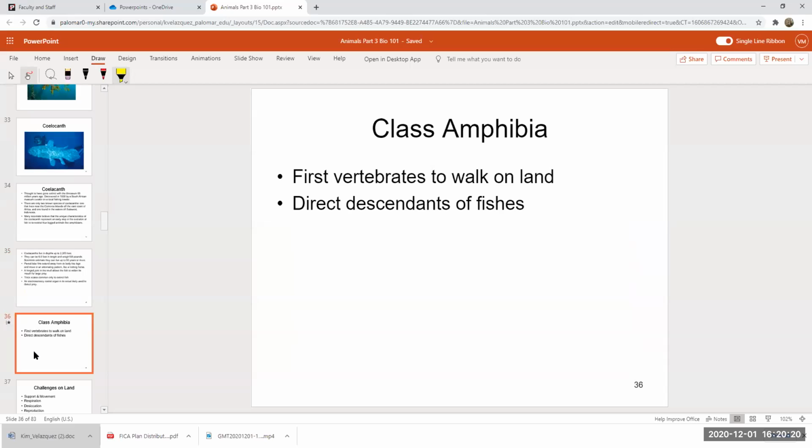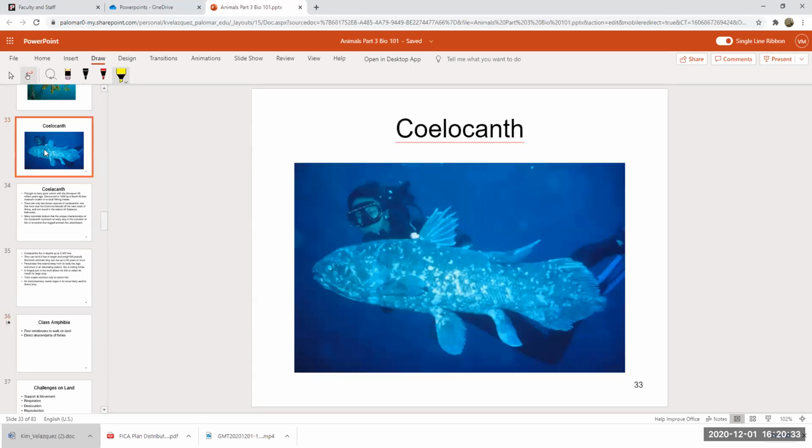Okay, the next group we have are the amphibians. And these were the first vertebrates to come onto land. They are the direct descendants of fish, fish like the coelacanth. Think about this. You're an aquatic organism, and suddenly you're going to come onto land. There are going to be some major challenges that you're going to face.